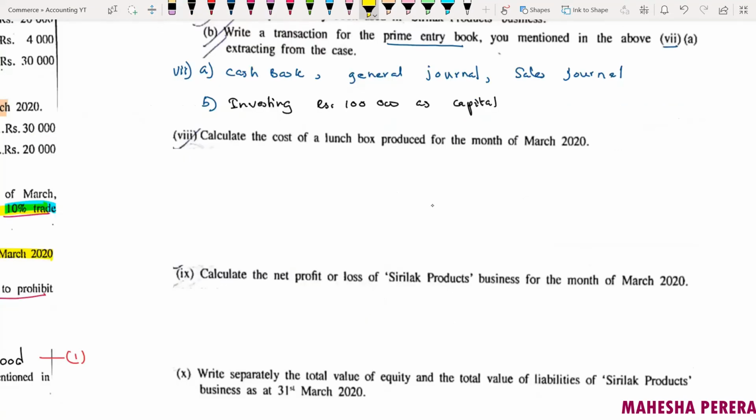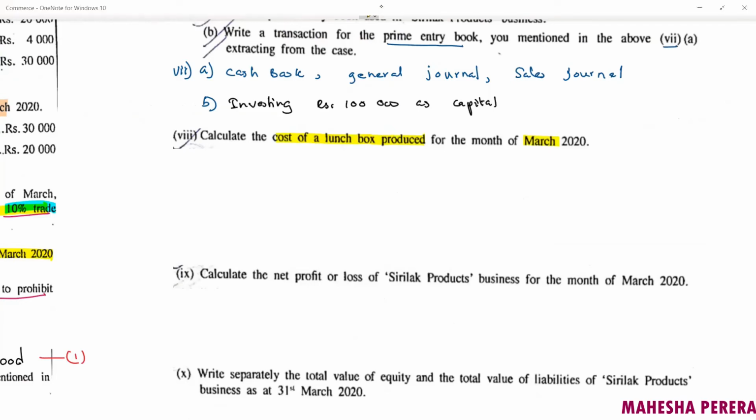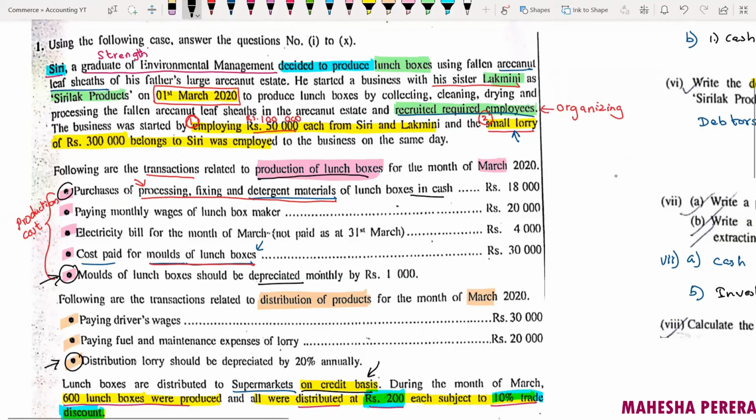Right, next question is calculate the cost of a lunchbox produced for the month of March. Right, for this you need to find out the total production cost of a lunchbox. Now, under this section, you are specifically given the transactions related to production cost. Now this first one is purchases of processing, fixing and detergent materials. So this is your material cost, right? Then you have wages of the lunchbox maker, and this is the direct labor cost.